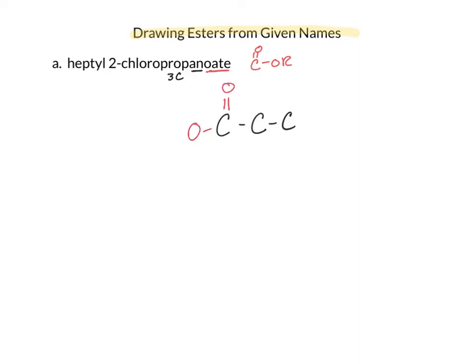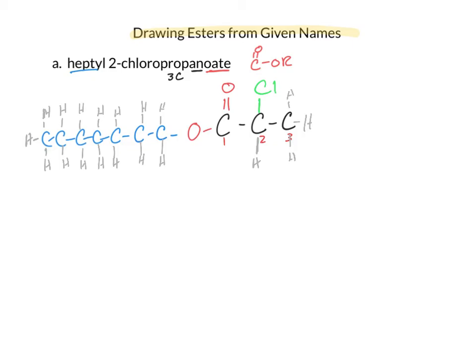Now that we put in our C double bond O, we're going to add on to the oxygen. We're going to add 7 carbons, as we see that it says heptyl. So it's 7 carbons on that oxygen, and then 3 carbons in our main chain. We'll go to carbon 2 on the main chain, and we'll put our chloro on there. And that is our carbon skeleton. Now we just need to add in all of our hydrogens, making sure that every carbon has 4 bonds, every oxygen has 2. Beware of where that C double bond O is. We don't want to add an extra hydrogen. And that is our heptyl 2-chloropropanoate.